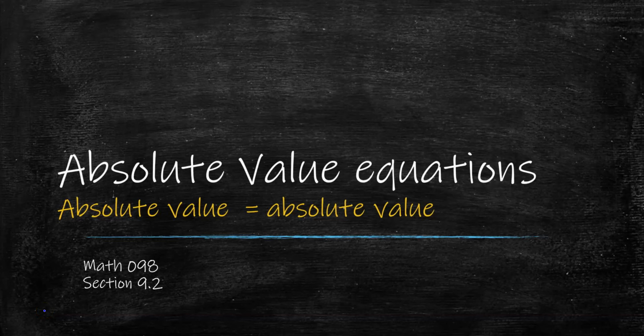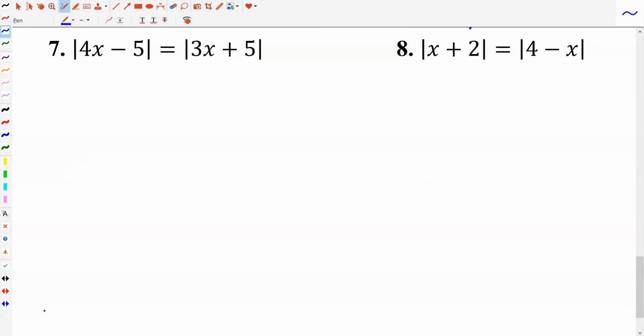When dealing with absolute value equations, you might get some problems that have an absolute value equal to another absolute value. So how do you go about solving those? Well, again, every absolute value problem is going to break into two cases. For these types of problems, like this one, the absolute value of 4x minus 5 is equal to the absolute value of 3x plus 5.